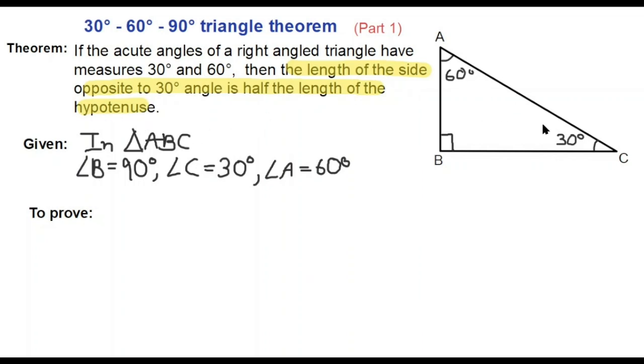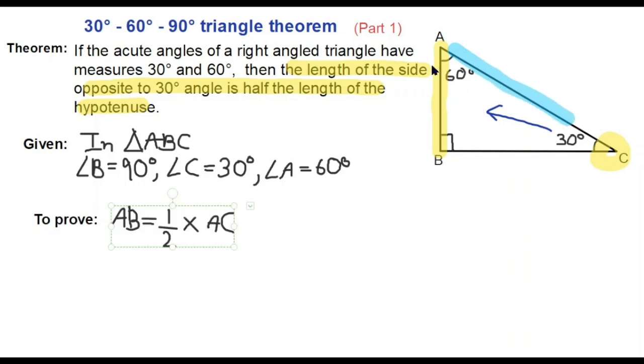See, the 30 degree angle is this. The side opposite to the 30 degree angle is this side, side AB. The length of the side opposite to the 30 degree angle is half the length of the hypotenuse. The hypotenuse is this side. So what we have to prove is AB, that is this side AB, is equal to half of AC. AC is the hypotenuse. That you have to prove.